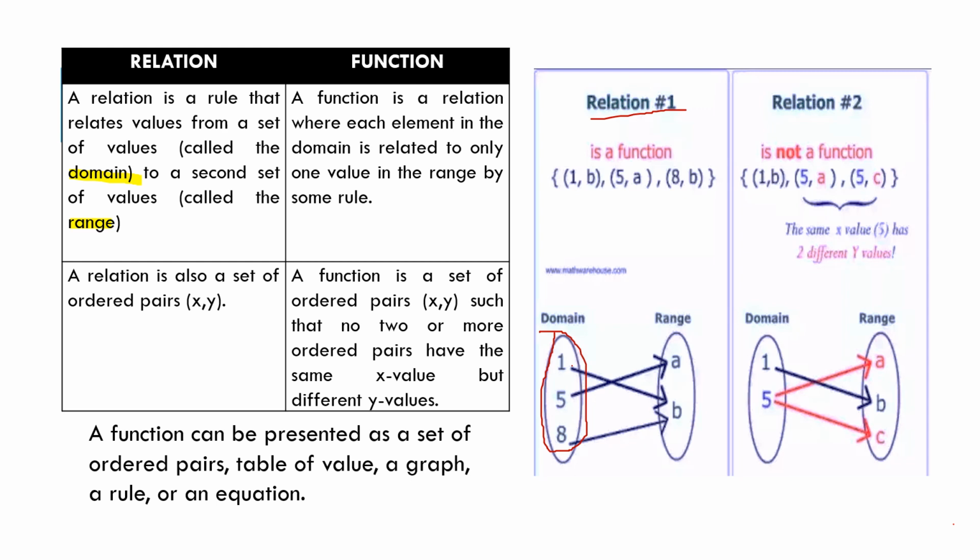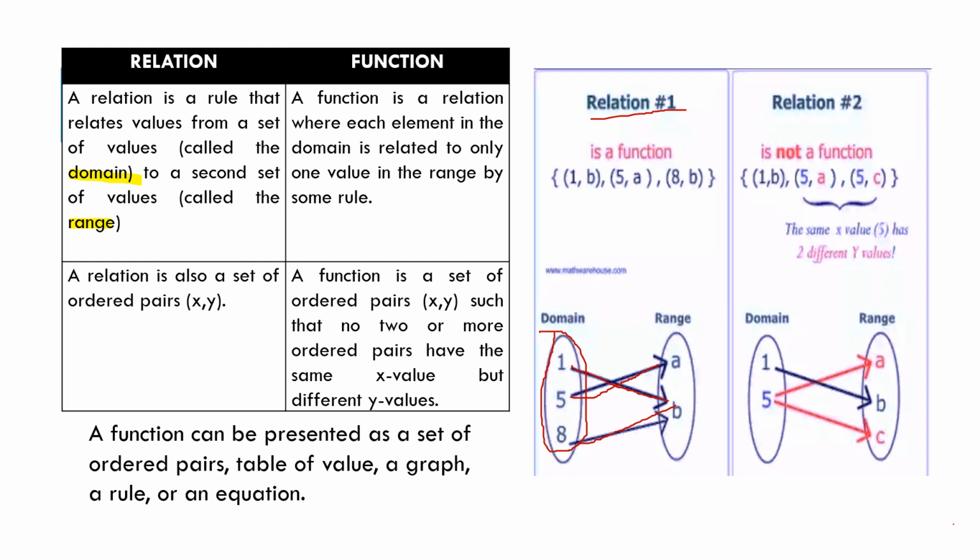So dito, 1, ang partner niya is B. Ang 1, yan yung input, ang output niya is B. Ang 5, na input, ang output niya is A. Ang 8 naman, ang output niya is B. Again, it is a function kasi sa bawat element ng domain, meron siyang isang value ng range or output.